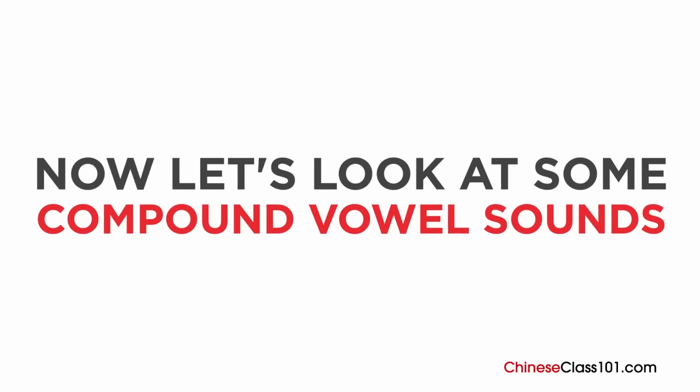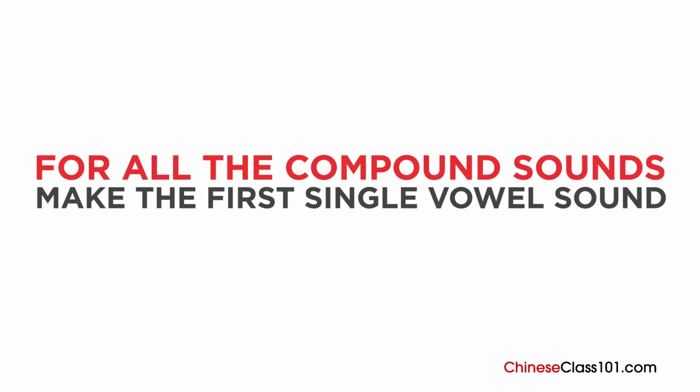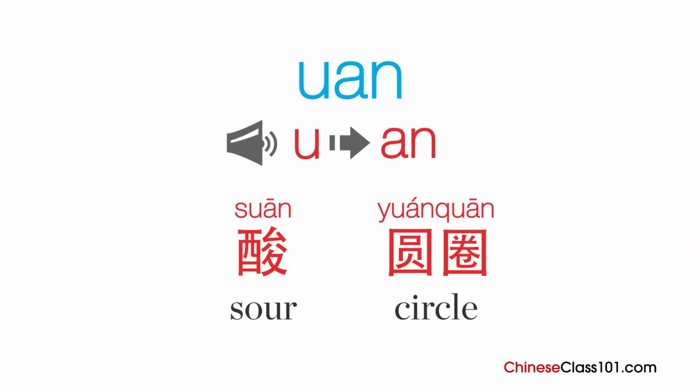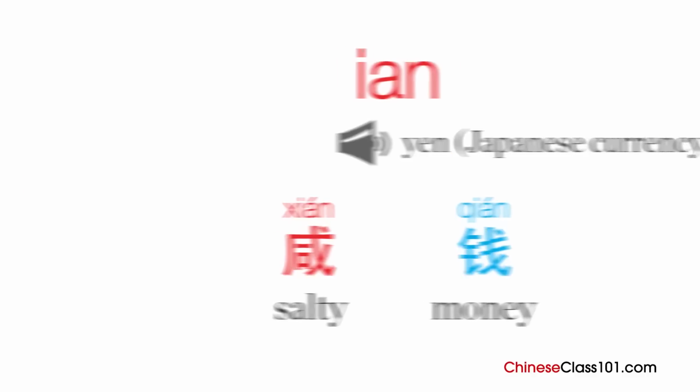Now let's look at some compound vowel sounds. For all the compound sounds, you just need to make the first single vowel sound and then slide into the next single vowel. For example, the yue sound. Try to make the yu sound, then slide to e. To make the uan sound, combine u with an. Ian sounds like the word yen, the Japanese currency.